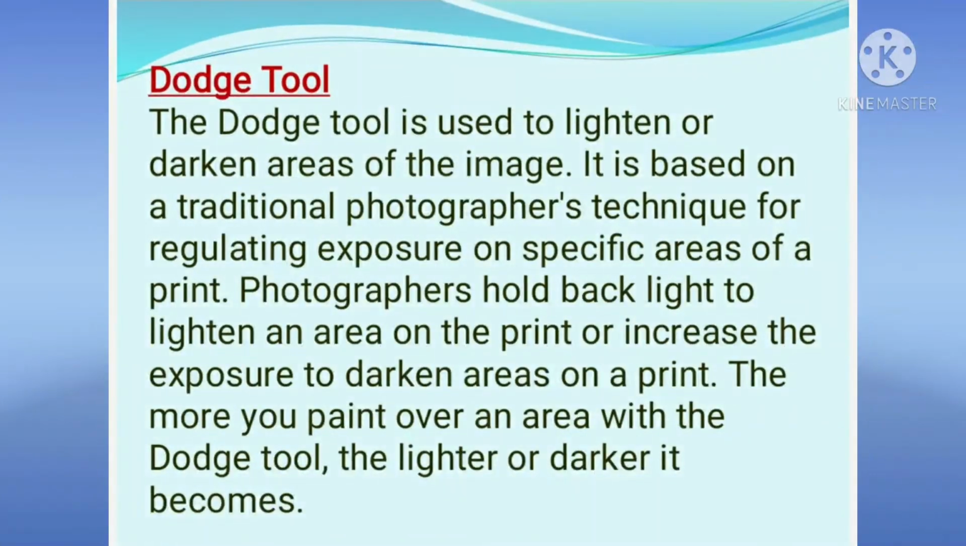Now let us learn about the dodge tool. If we want to lighten or darken the area of the image, then we use the dodge tool. It is based on a traditional photography technique for regulating exposure on specific areas of a print. Photographers hold back light to darken an area on the print or increase the exposure to lighten areas on a print. The more you paint over an area with the dodge tool, the lighter or darker it becomes.